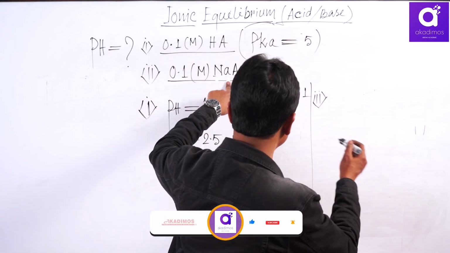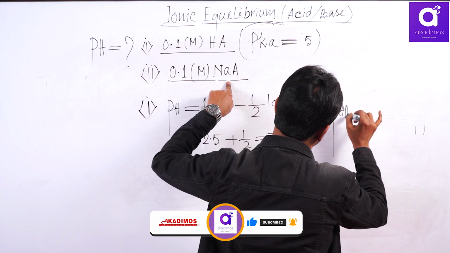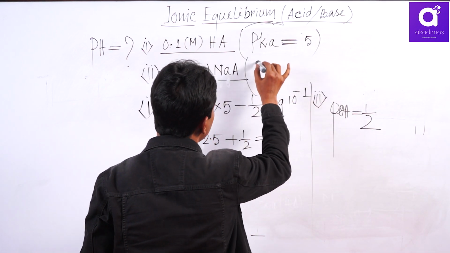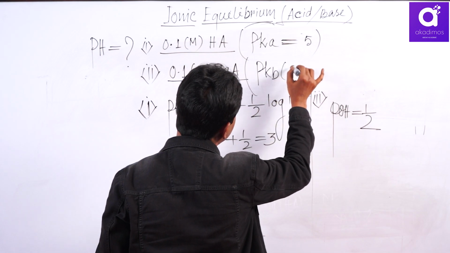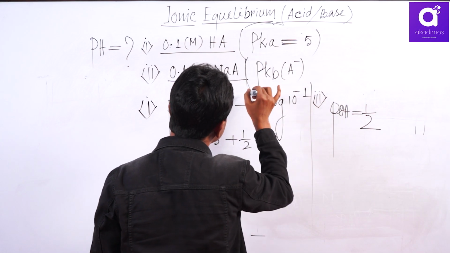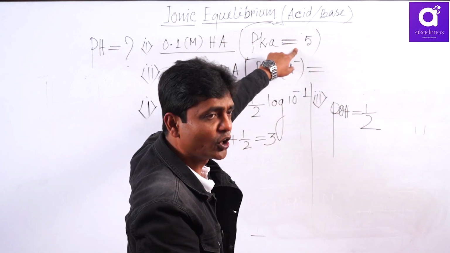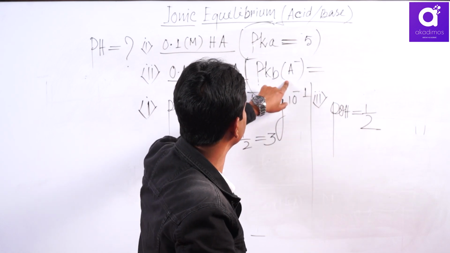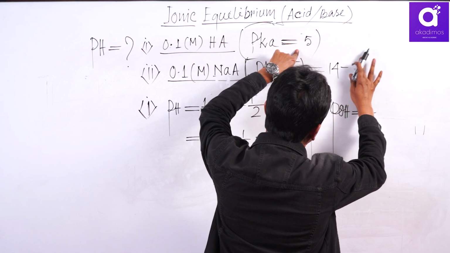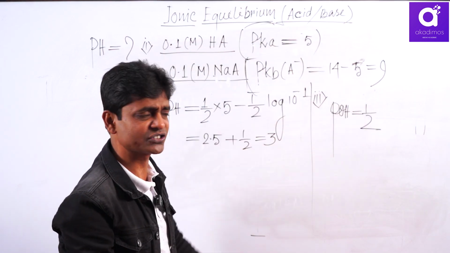Now, A minus, if I consider it a weak base, then I will use the formula pOH equal to half pKb. Now the question is, what is the pKb of A minus? I have discussed that: pKa plus pKb is equal to 14. That means its pKb is equal to 14 minus 5, which is equal to 9. Easily we will get it from this.